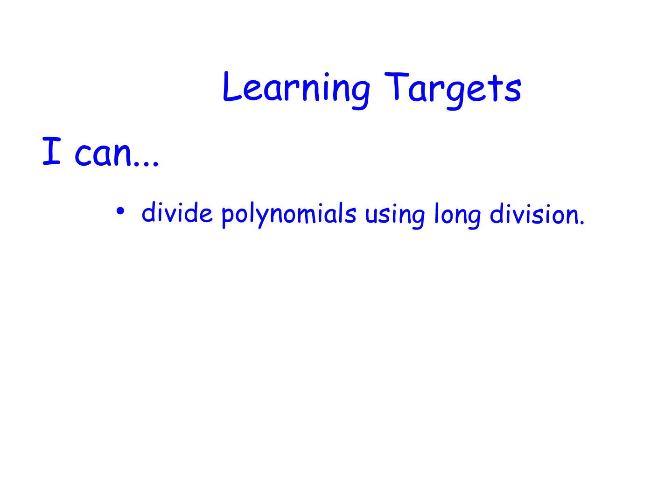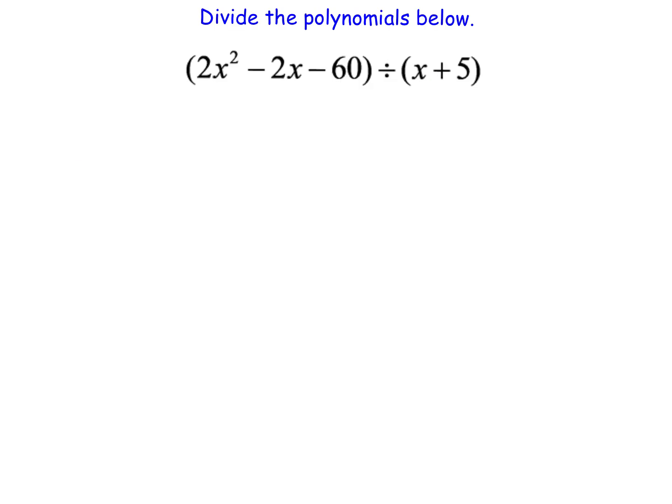In this video, we'll learn how to divide polynomials by using long division. So here on the screen, you can see that we have two polynomials. We have 2x squared minus 2x minus 60, and we're going to divide that by x plus 5. Now that might sound really complicated, but it's actually a little easier than you might think.